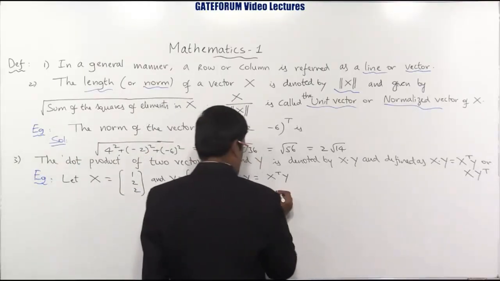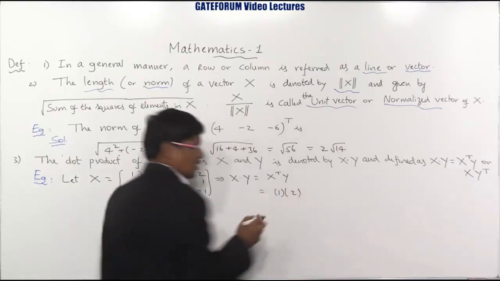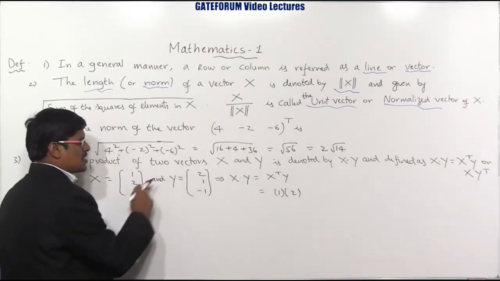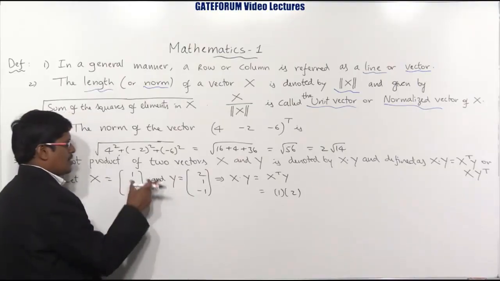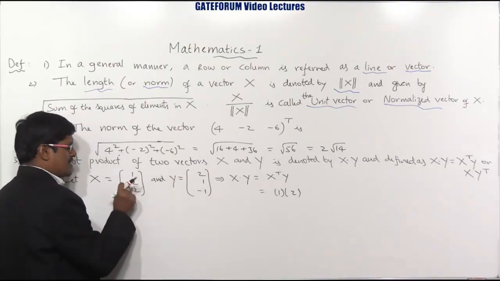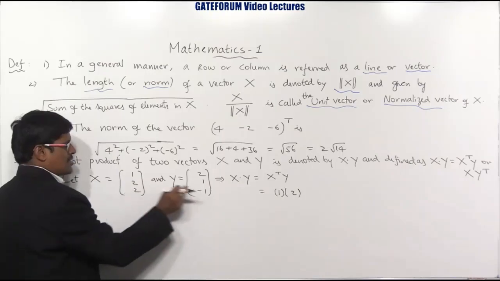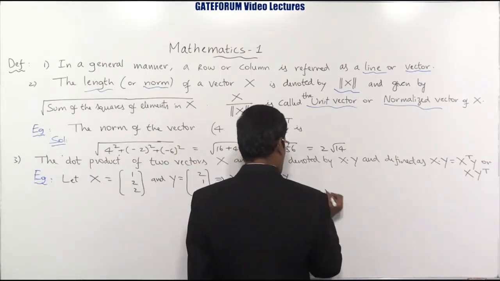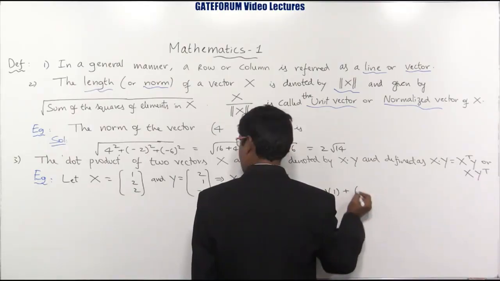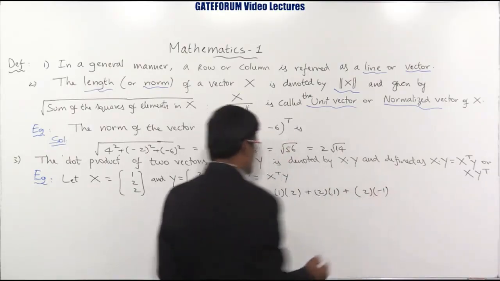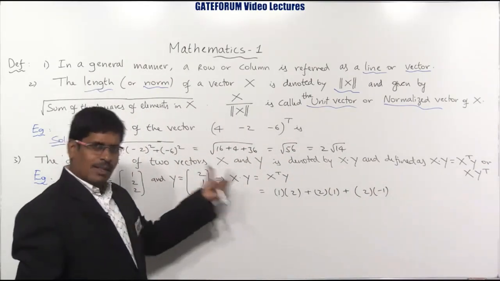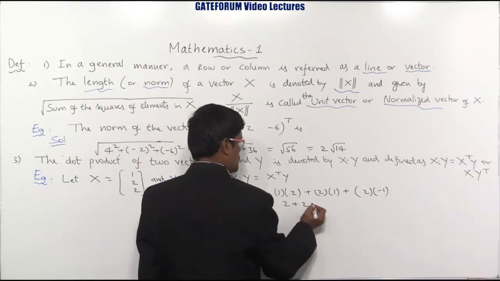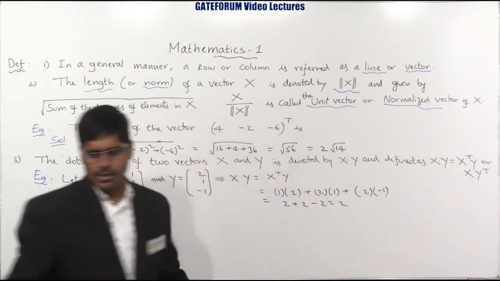So, in the easiest way, I am telling: corresponding elements multiply, then add. That is first element into first element plus second element into second element plus third element into third element. So, 1 into 2 plus 2 into 1 plus 2 into minus 1. Or you can use the x transpose y method also, it will give the same answer. So, 2 plus 2 minus 2, answer 2. That is it.